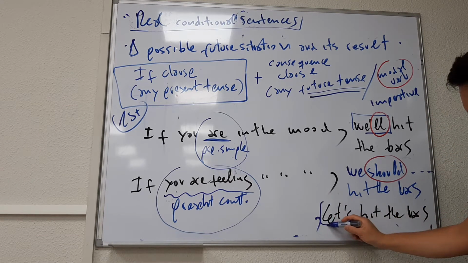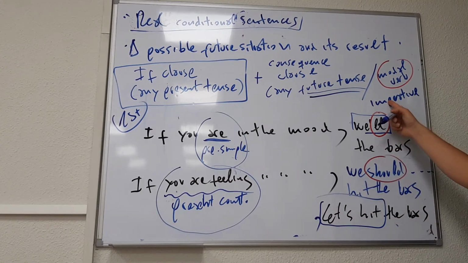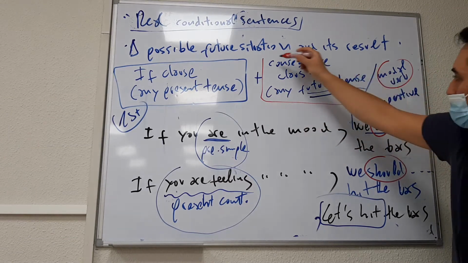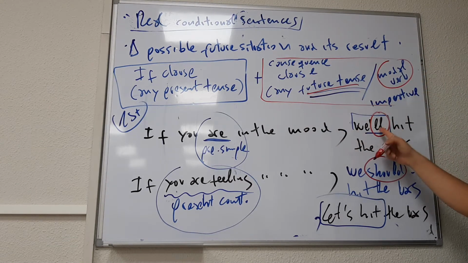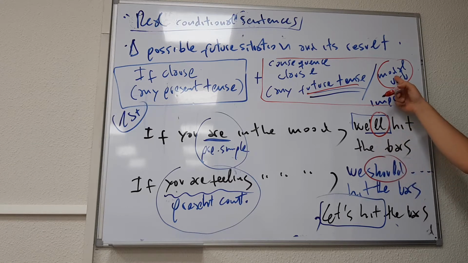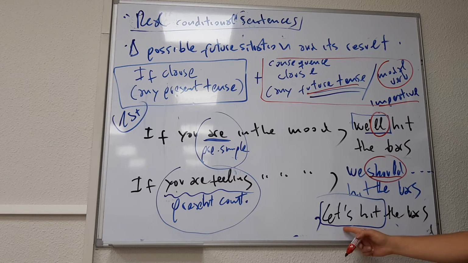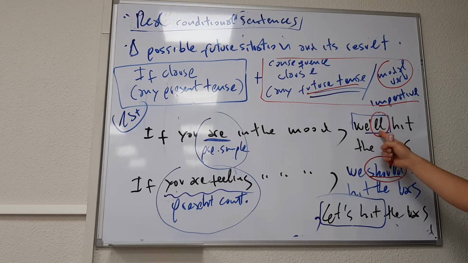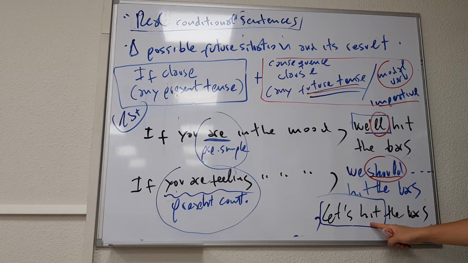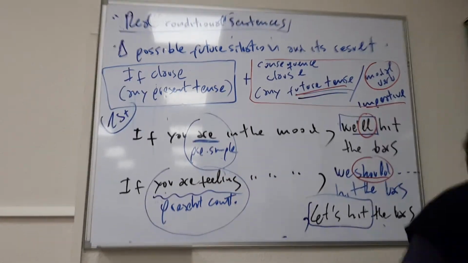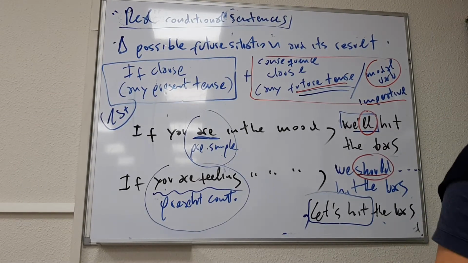And what is this? Let's hit the bars. This is an imperative. So, for the consequence clause, three possibilities: future tense, typically will, a modal verb, for example, should, or an imperative, go to the bars, or let's hit the bars. So, this is what we normally use, but now you know that there are other possibilities, and that's fine. And the same for the present simple. There are other possibilities, other present tenses, and that is correct in English.